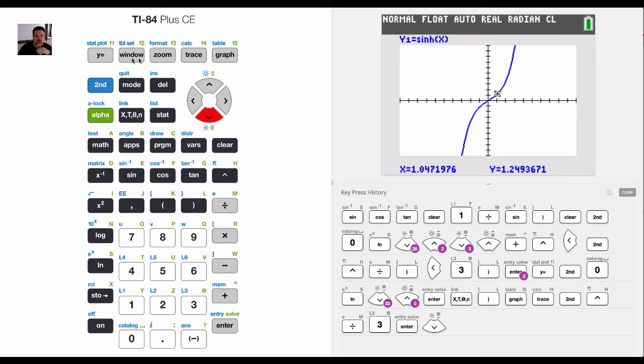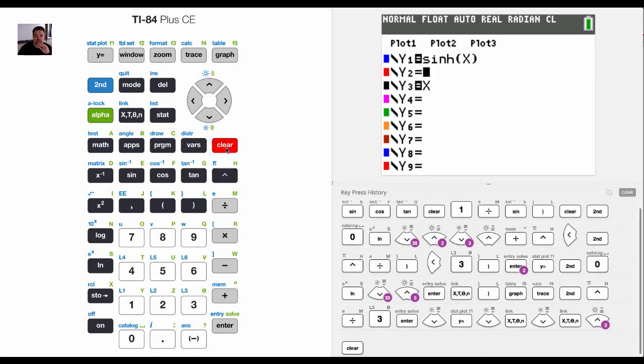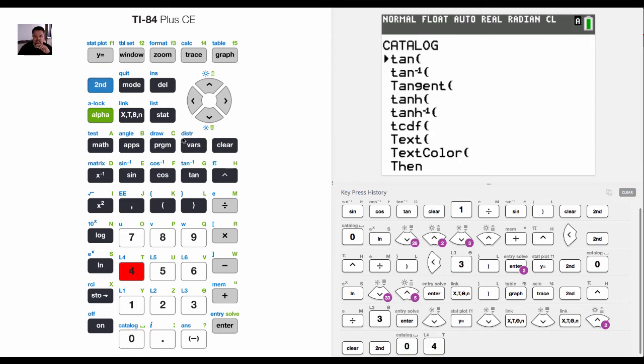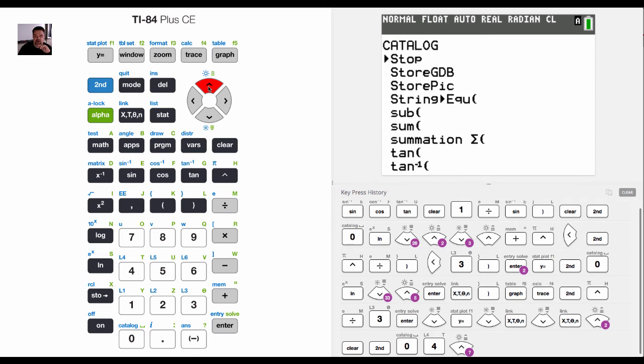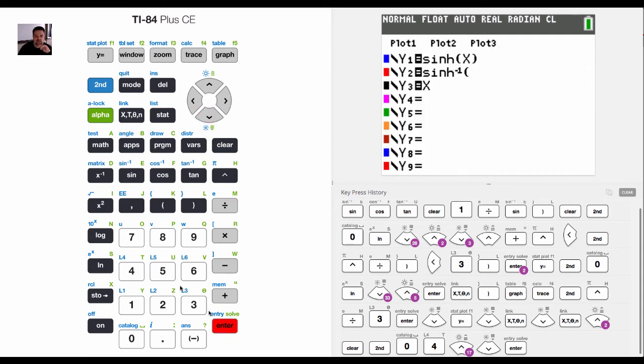Just for fun, let's graph the inverse of that, which should reflect over the diagonal. So let me graph, well, let's do it down here. Let's graph the diagonal here, because remember that the inverse function reflects over the diagonal, right? So there should be a mirror image. So if I'm going to do second catalog, I'm actually going to do T and come up from the bottom. It might be quicker. No, what was I thinking? There's a lot of S's. All right. So here's the inverse function of hyperbolic sine of x.